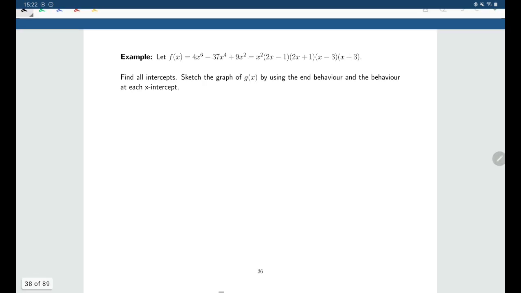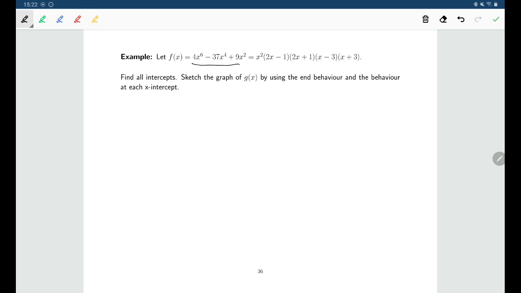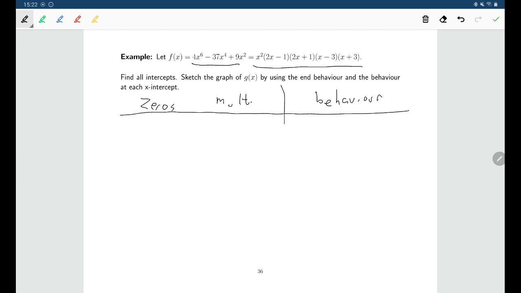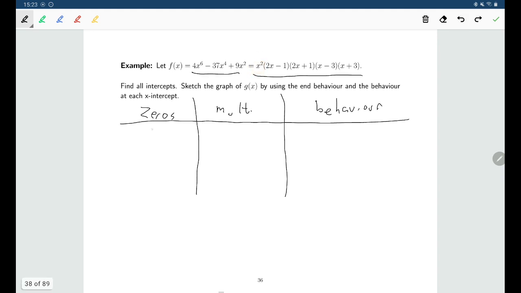Let's do another one. Here we've got our polynomial, which has already been factored for us. We're going to do this one a little bit speedier, so let's just start by making ourselves a table of values for our zeros, our multiplicity, and our behavior. So if we're looking at our zeros, we have a zero of 0. That has a multiplicity of 2, which means that there we're going to touch the x-axis.